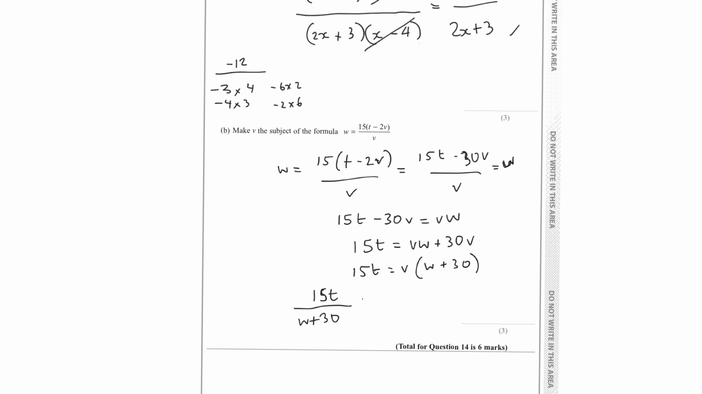Then I would multiply both sides by V. So that would give me 15T minus 30V equals VW. Collect the V's together, so that'll be 15T equals VW plus 30V. Then factorize, so 15T equals V(W plus 30). And then because we want V as the subject, divide both sides by W plus 30, which would give you your final answer.